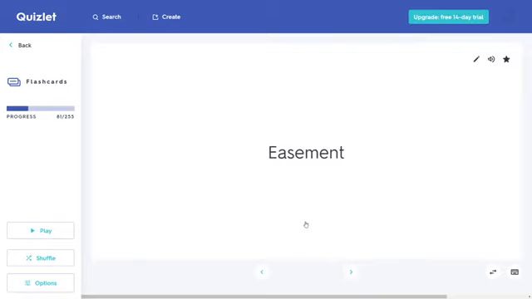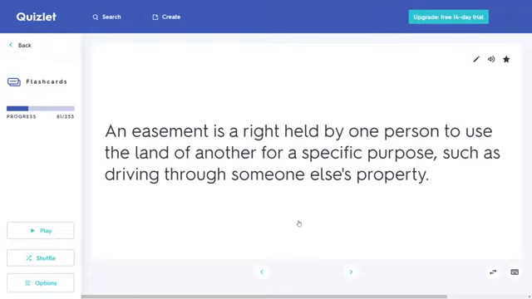All right, next one, easement. We talked a little bit about this term earlier, so now we're coming full circle. Think this one over. Okay, you guys familiar with easements? Hopefully. If you're a subscriber on this channel, you better be. An easement is a right held by one person to use the land of another for a specific purpose, such as driving through someone else's property.